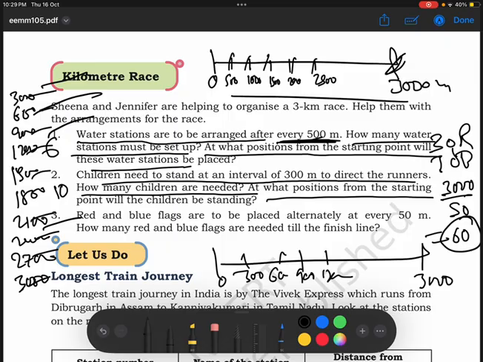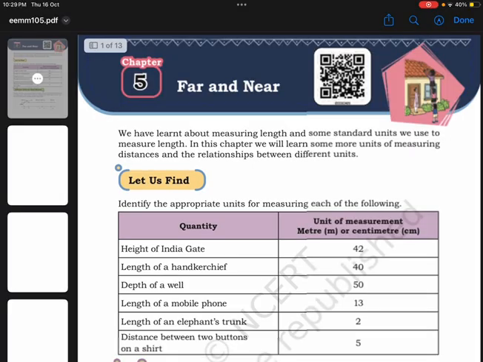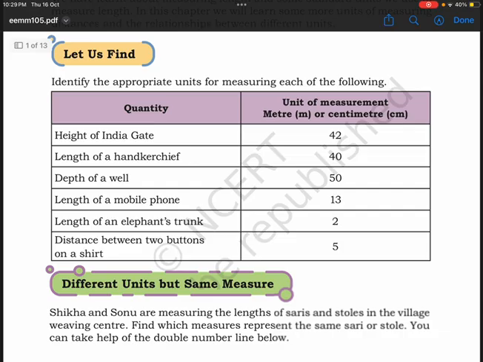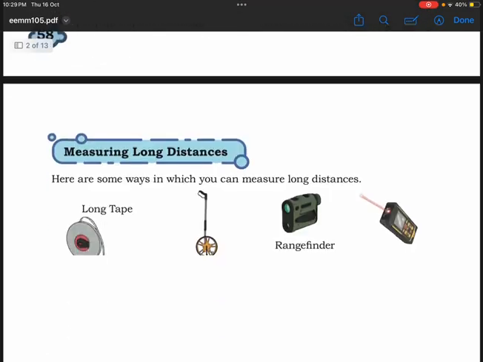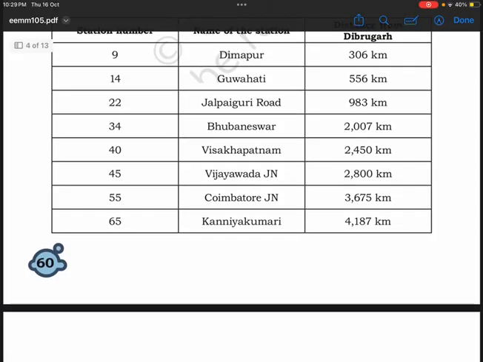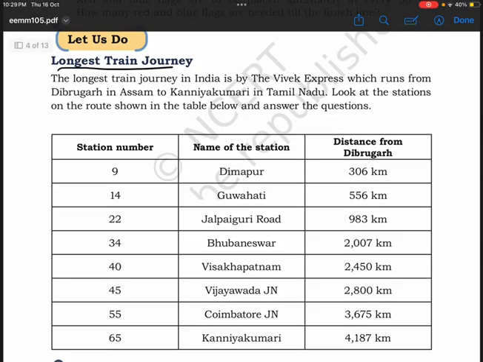Okay, come to the next question. This is the question, dear students. Longest train journey.